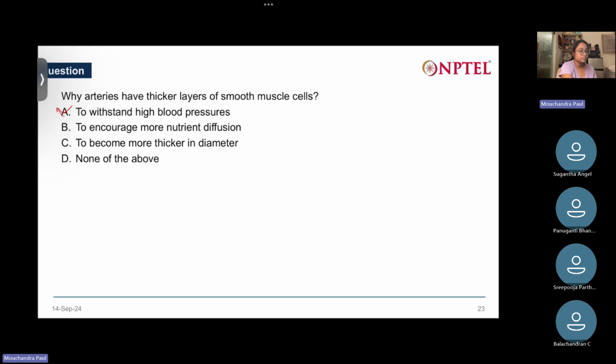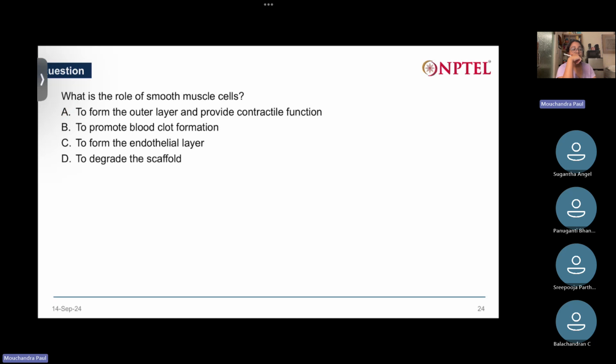All right. This is the next question. What is the role of smooth muscle cells? Why are smooth muscle cells important? A, to form the outer layer and provide contractile function. B, to promote blood clot formation. C, to form the endothelial layer. D, to degrade the scaffold. Why would smooth muscle cells be required in the structure of the blood vessel?